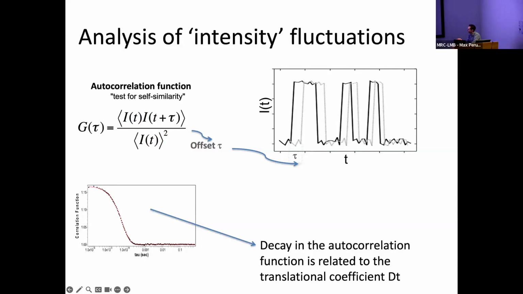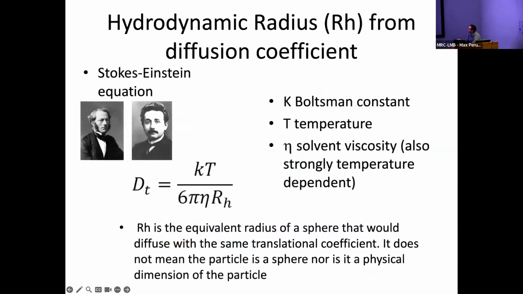You can use a plate reader, and you'll get this autocorrelation curve. Depending on the shape of this curve and the decay, we can work out, using the Stokes-Einstein equation, this Dt, so this diffusion coefficient. So from the diffusion coefficient, we can see these are constants: temperature, 6 pi viscosity. We can work out this hydrodynamic radius.